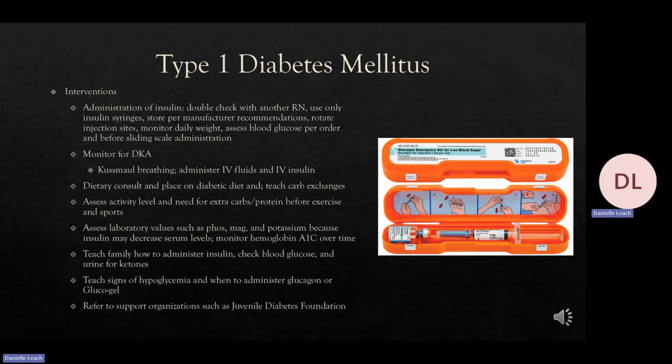So if someone is unconscious and we think that they may be hypoglycemic, then we can administer glucagon, which is an IM injection where they get 1 milligram or 1 milliliter injected into them intramuscularly. But if they're unconscious, we don't want to put anything in their mouth. We also want to refer them to support organizations such as the Juvenile Diabetes Foundation.